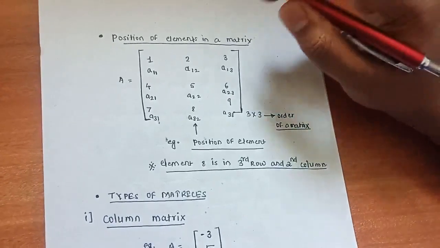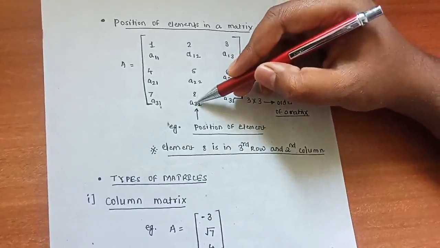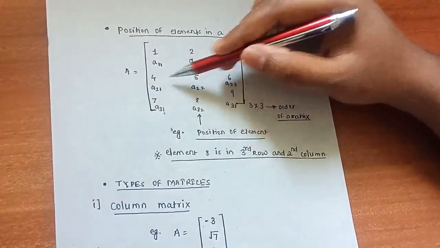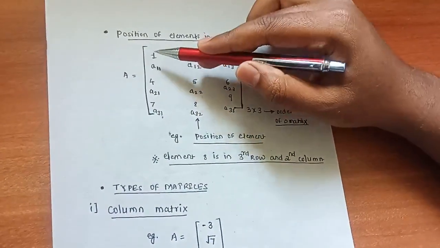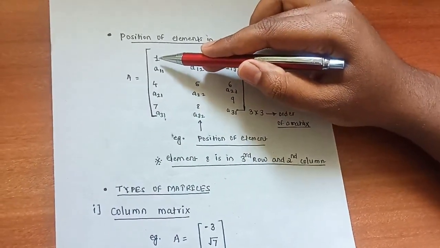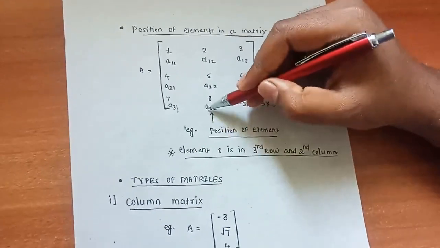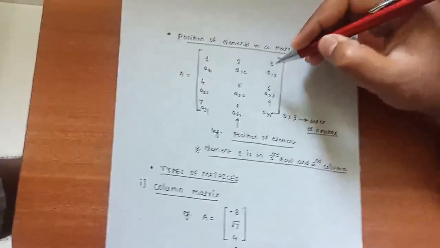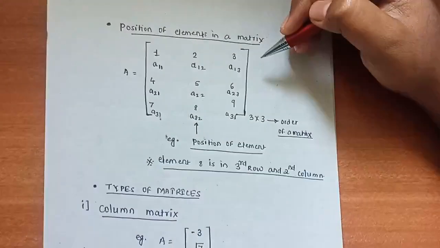Simultaneously, if I say about 8, 8 is in the third row and the second column. Third row means what? First row, second and the third one. So this 8 lies in the third row and simultaneously it lies in the second column. How? 1 and the 2. So this 8 lies in the second column. So the position of 8 is a32. This is how we can locate the position of every element which lies in the matrices.